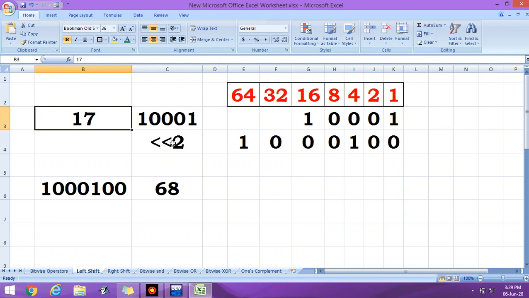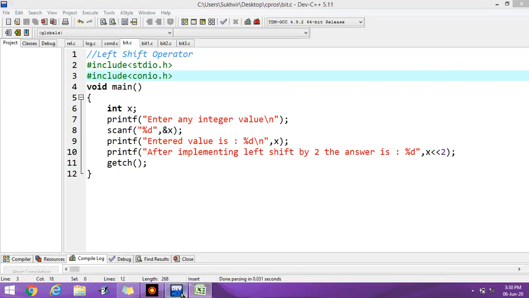Now what to do next? When you have to left shift this number by 2, then basically you have to shift these values, this one and this one, by 2 places to the left. One is shifted here and this one is shifted here, and you have to write zeros in addition to this. Now what is the new number? It's 4 plus 64, that is 68. Let us execute the program.